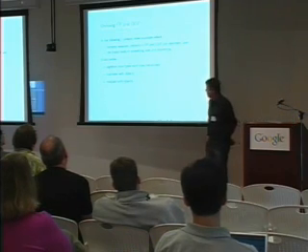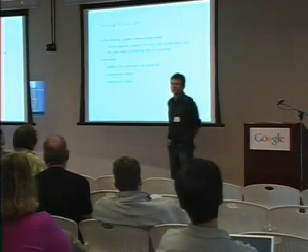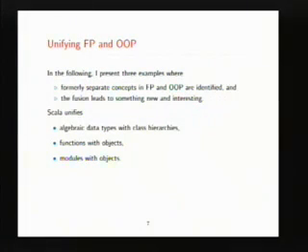So in the following, I'll show you three. I can't show you the whole language; that way I probably would need 2 hours and you would grow tired. So I'll just pick three examples where formerly separate concepts of functional and object-oriented programming are now identified, and this fusion leads to something new and interesting.